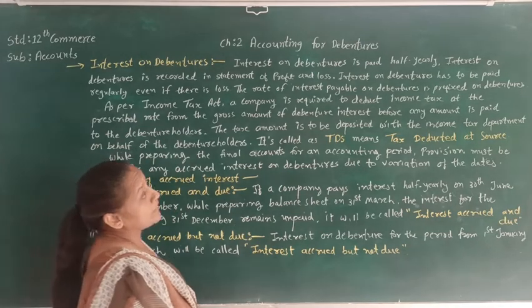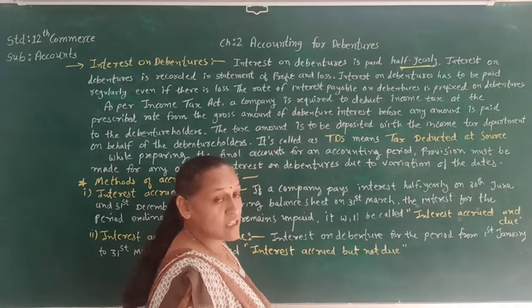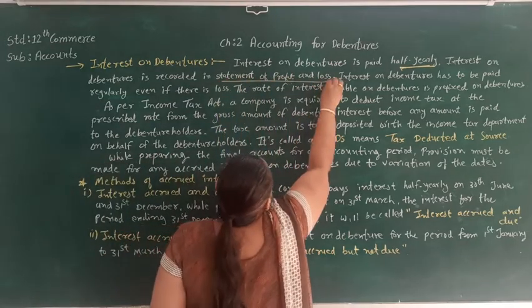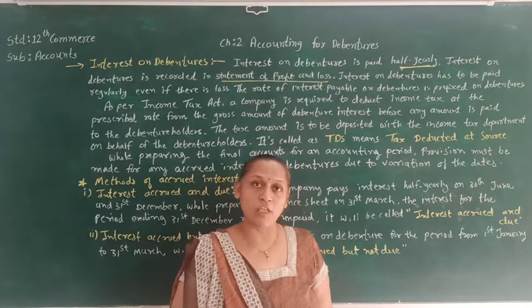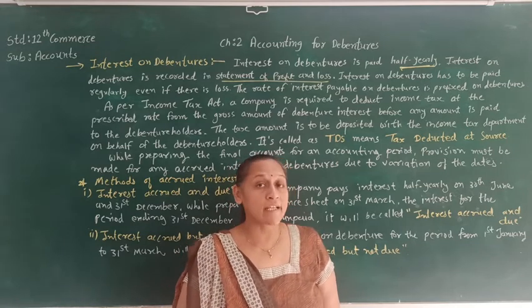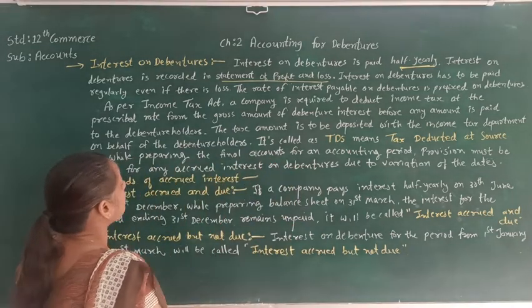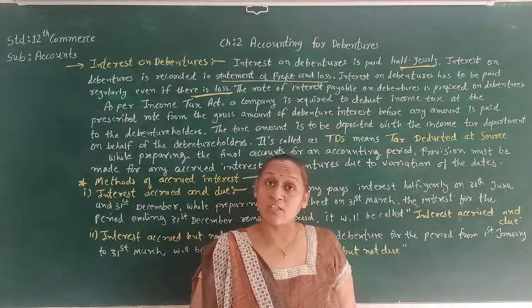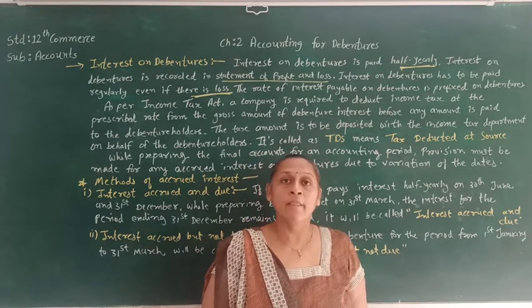Interest on debenture is paid half yearly. Most of the companies pay interest on debenture half yearly. Interest on debenture is recorded in the statement of profit and loss account. Whatever interest is paid, as we know, is an expense for the company, and it is supposed to be debited to the statement of profit and loss account against the profit of the year. Interest on debenture has to be paid regularly even if there is a loss in the business. As we know, interest on debenture is an expense of the company, and the company has to pay that interest even if there is a loss.